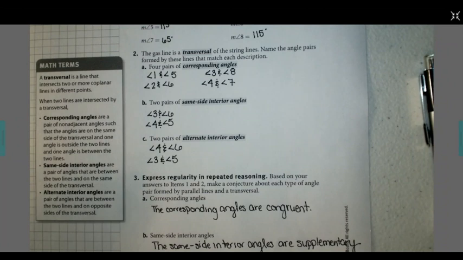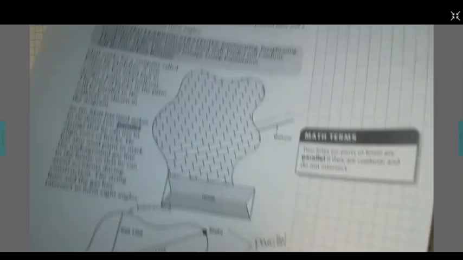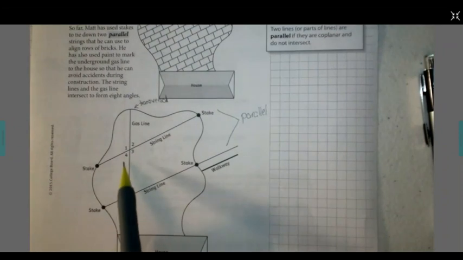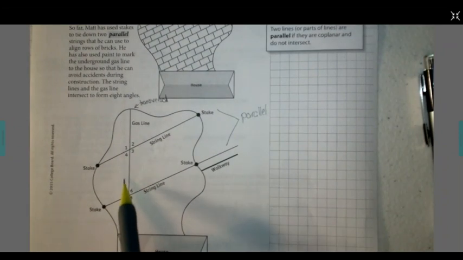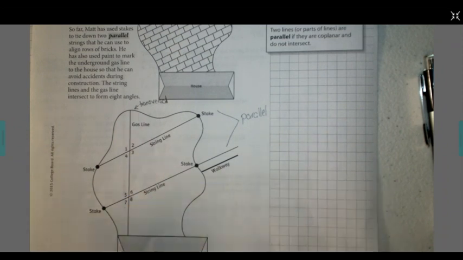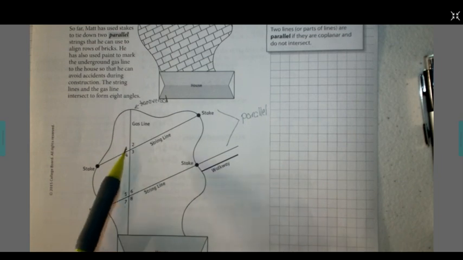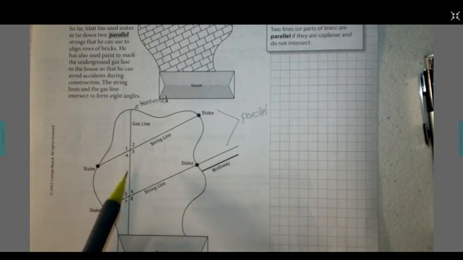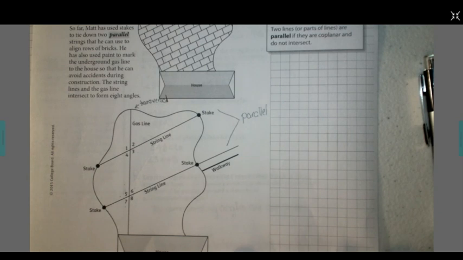For the second part of the question, it says 2 pairs of same-side interior, which means it lies in between the parallel lines. And it says 3 and 6 and 4 and 5. 3 and 6 are between the parallels, and 4 and 5 are between the parallels, on the same side of the transversal. Alternate interior angles would mean that it's in between the parallels, but on opposite sides of the transversal. So it should be 4 and 6 and 3 and 5.